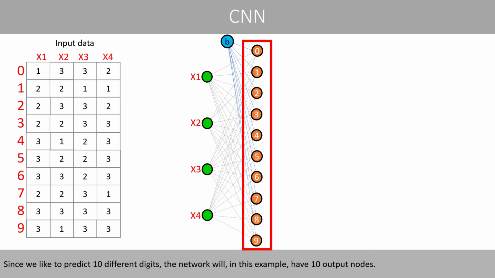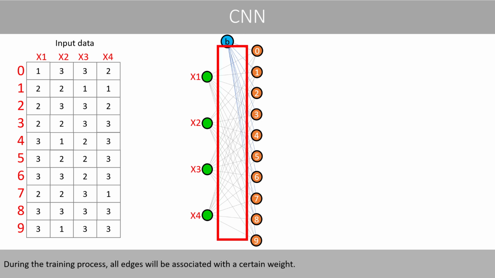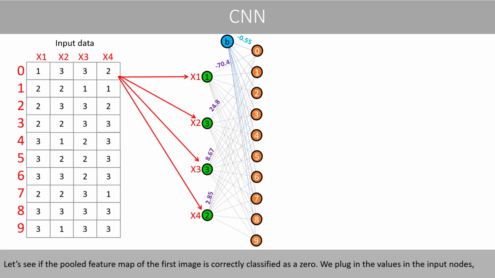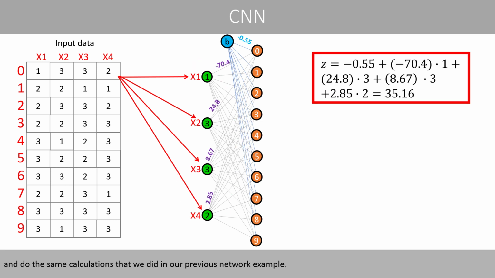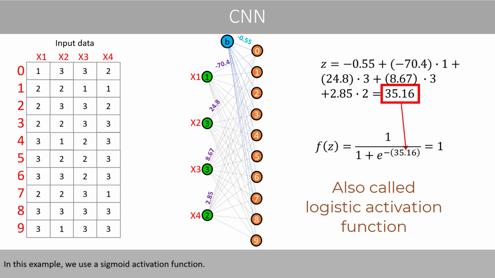Since we like to predict 10 different digits, the network will, in this example, have 10 output nodes. Remember that this is the bias. During the training process, all edges will be associated with a certain weight. For example, these are the optimal values of the weights to predict if an image contains a 0. Let's see if the pooled feature map of the first image is correctly classified as a 0. We plug in the values in the input nodes and do the same calculations that we did in the previous network example. In this example, we use a sigmoid activation function.